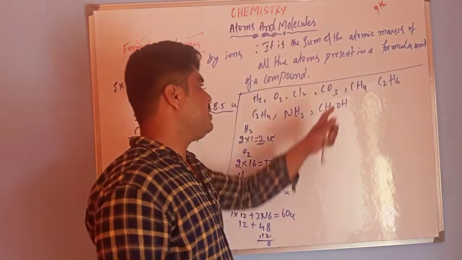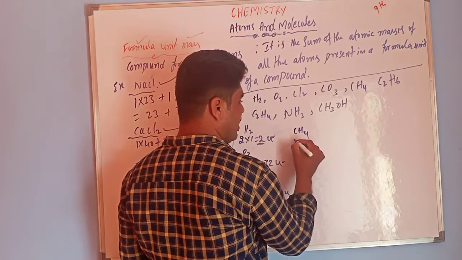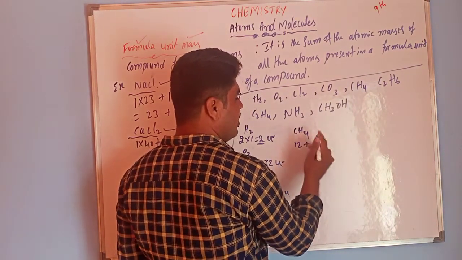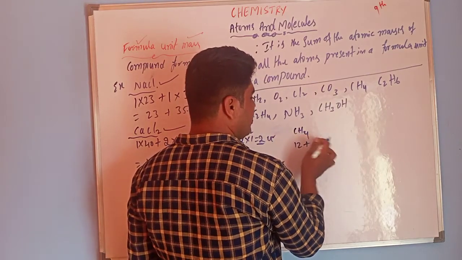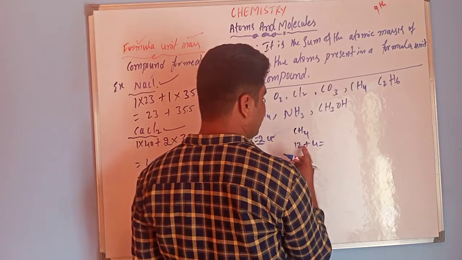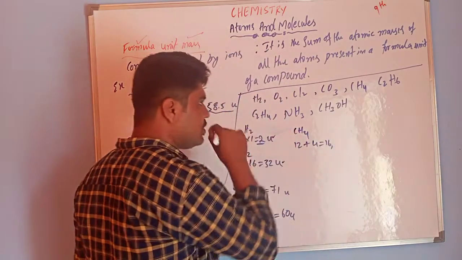Next is CH4. Carbon is only 1, that's why I am taking it directly. The atomic mass is 12, and 4 hydrogens, 4 into 1 is 4. So the total molecular mass of methane, CH4, is 16.